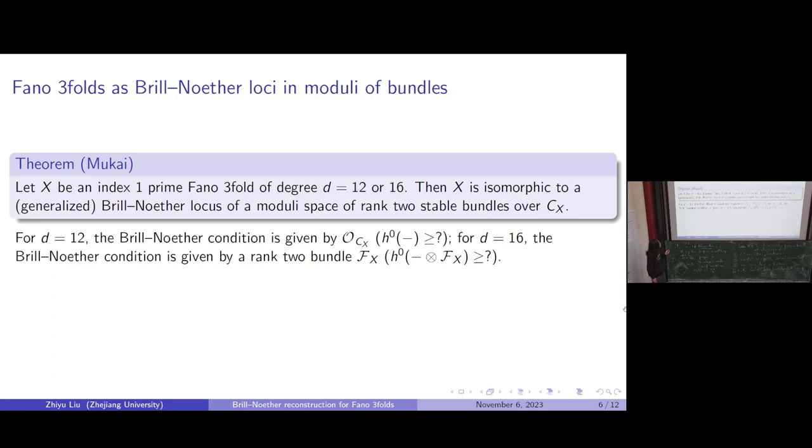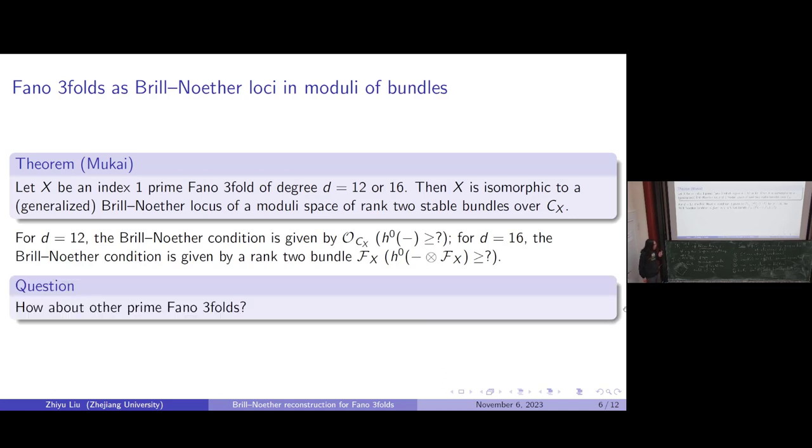So here, the generalized Brill-Noether locus means, for example, for the degree 12 case, the Brill-Noether condition is just given by the structure sheaf, which means the bundle is in this Brill-Noether locus if and only if the dimension of global sections is bigger than a fixed integer. And for the degree 16 case, the Brill-Noether condition is not given by a line bundle, but by a rank 2 bundle. And the Brill-Noether condition is a lower bound on the dimension of global sections after tensoring with this bundle. This is the classical result of Mukai.